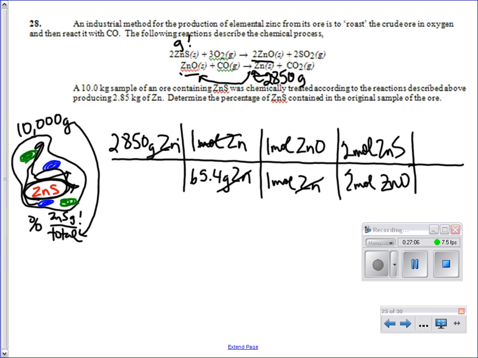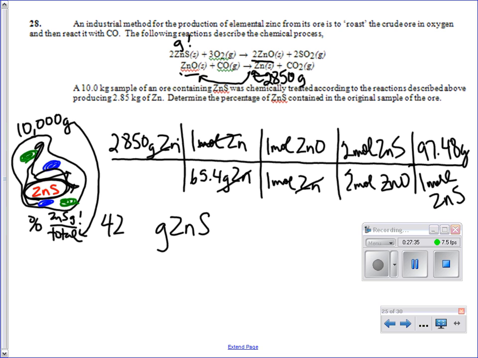No. What do I need? I need grams of ZnS. So for every 1 mole of ZnS, I have 97.48 grams. Okay, so now give me, just to 3 sig figs, how many grams of ZnS were required to produce that much zinc. It's going to be a lot. 4,250 grams of ZnS.